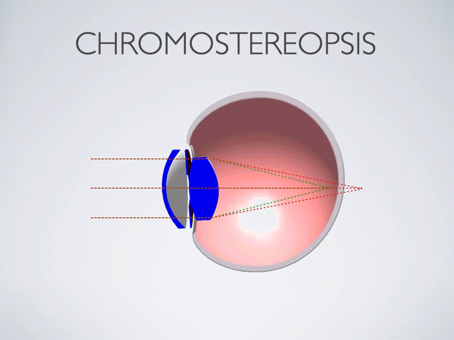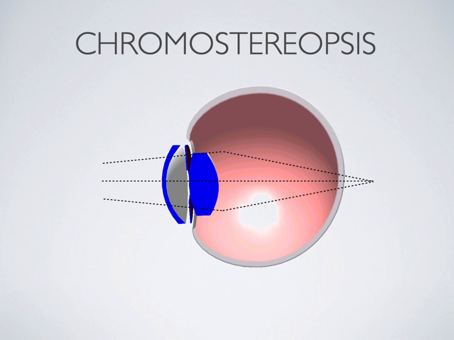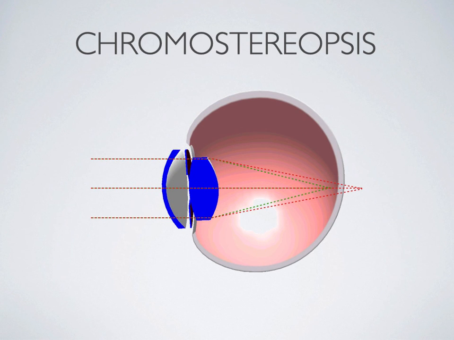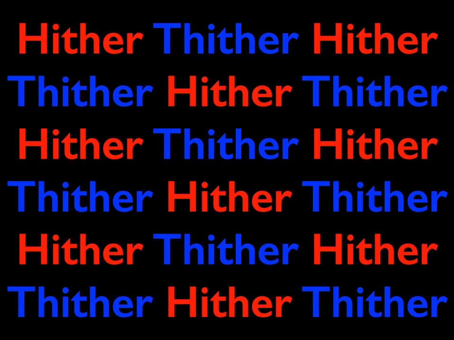So let's go back to our chromatic aberration duochrome diagram, and we see that the red focuses in back of the retina and the green in front. That red is going to be focused in the same way that a close object would be focused and will be interpreted as being close. And the green will be interpreted as being far. And that is exactly what we see when we look at our hither and thither slide, where the hither is close and the thither is far.